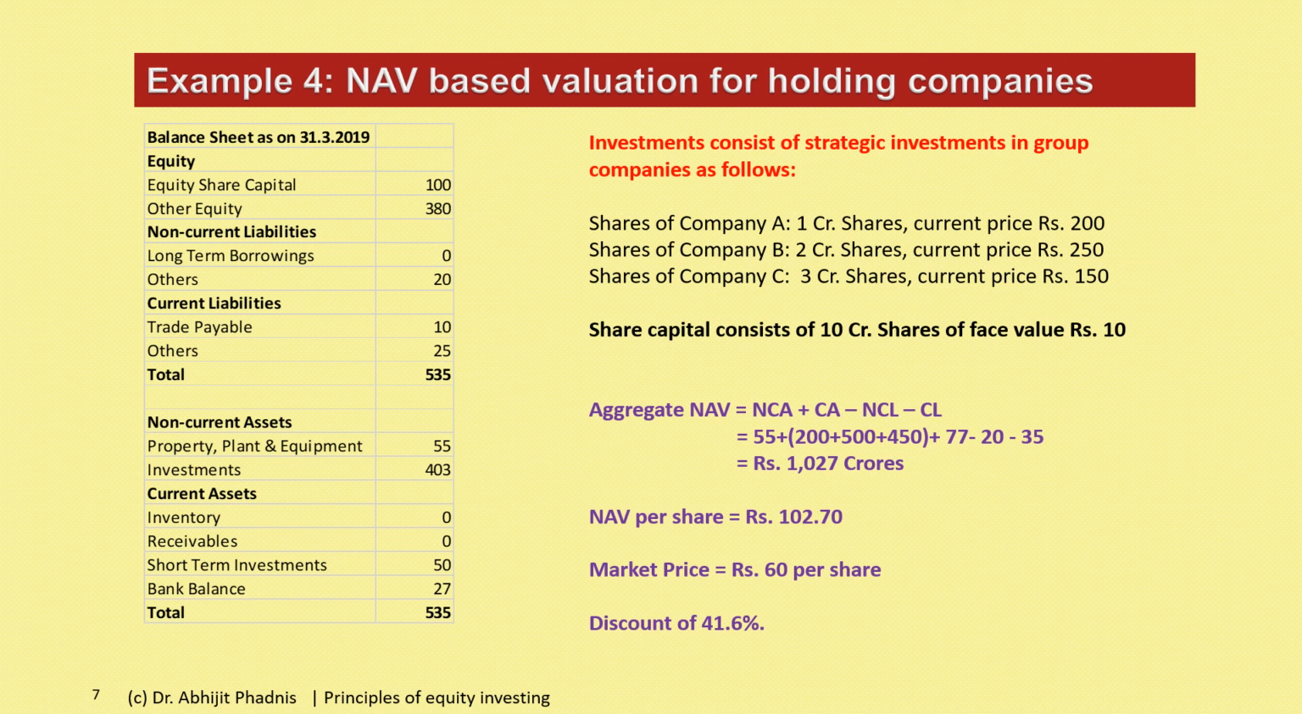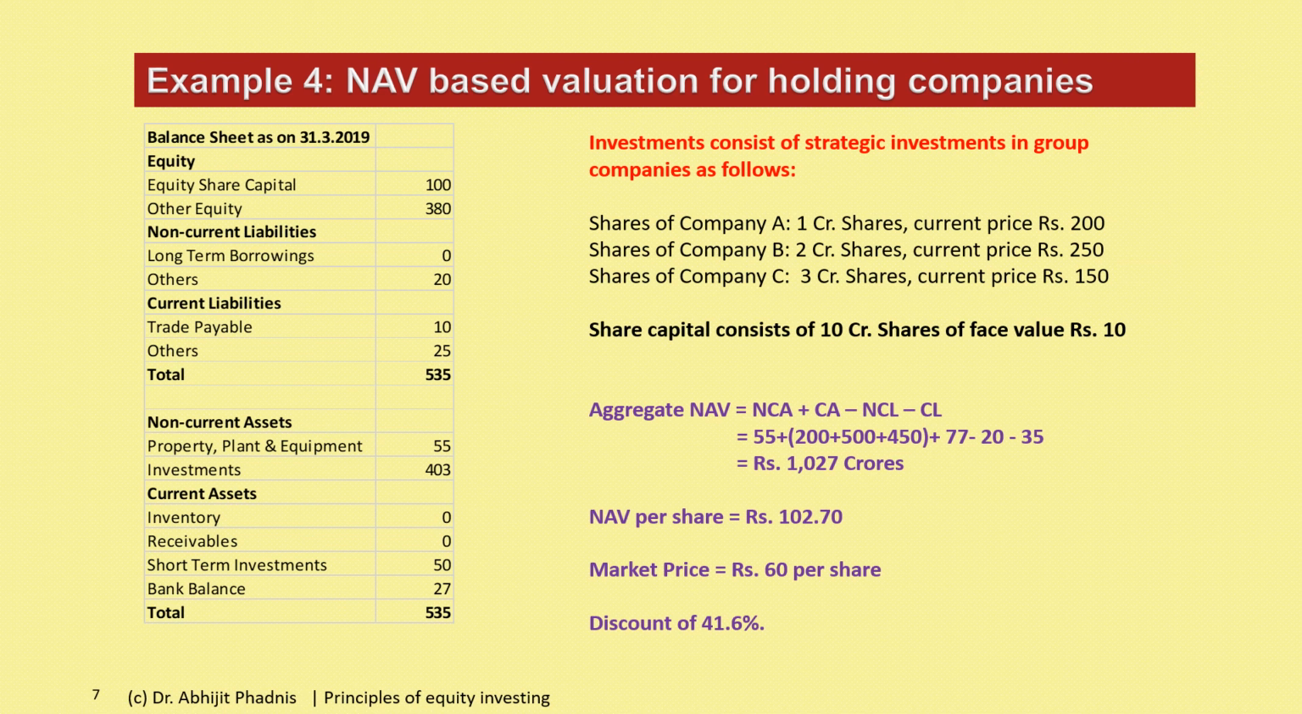So NCA consists of two components, property, plant and equipment. We don't have any access to what the market value of the property, plant and equipment is, so I have assumed that right now to be the same, which is 55. But the value of 403 has been replaced by the market value of the three stocks, what I mean by stocks is shares, that the company owns. So 1 crore into 200 is 200, 2 crore into 250 is 500, 3 crore into 150 is 450, plus 77 of current assets, which are short-term investments and bank balance, and we reduce from that the non-current liabilities and current liabilities. So now we get the aggregate NAV or equity of 1027 crores.